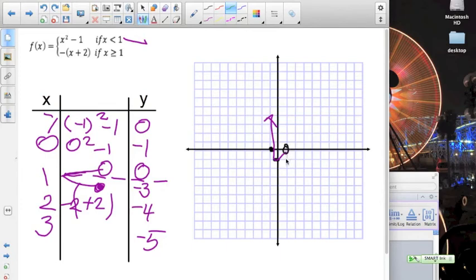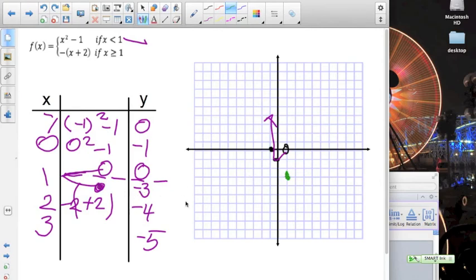1 and 1, 2, 3. So there should be a closed circle there. Remember, if you look at it, there is a closed circle that we marked. Why was it closed? Because it's equal to. This is an equal sign, so that's my closed circle. Our closed circle here indicates that this should be a closed circle.